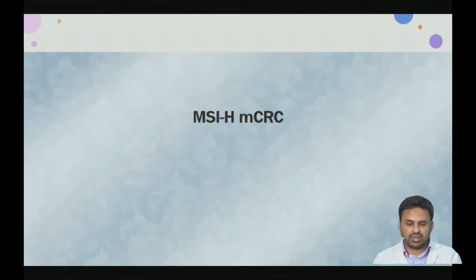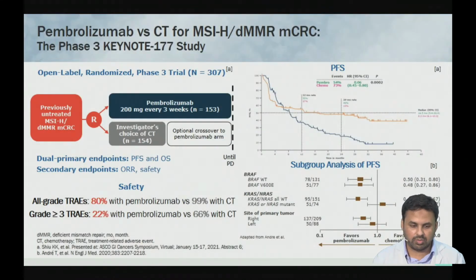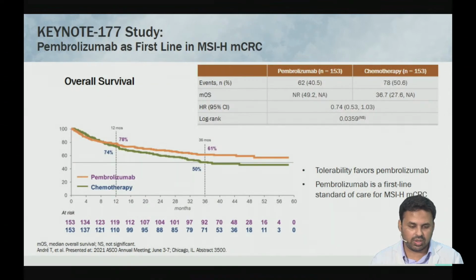So coming to the MSI high population, this is another molecular subgroup for which we have got targeted treatments. Pembrolizumab was compared with chemotherapy in this MSI high population. It prolonged the PFS, and the OS was numerically improved, though it was not statistically significant. So nowadays in MSI high tumors, we don't use chemotherapy. We start with immunotherapy, and later on, once the patient progresses, we can give chemotherapy, reserving the chemotherapy for the second or third line.